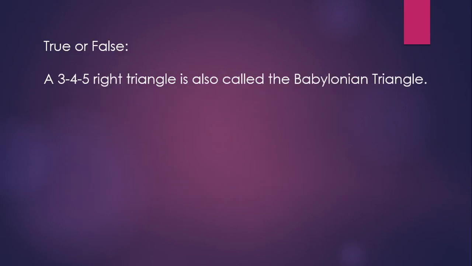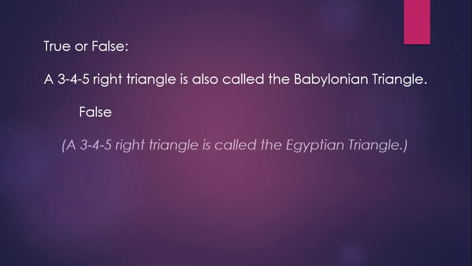True or false? A 3-4-5 right triangle is also called the Babylonian triangle. That is false. It would be correct to say that a 3-4-5 right triangle is called the Egyptian triangle.